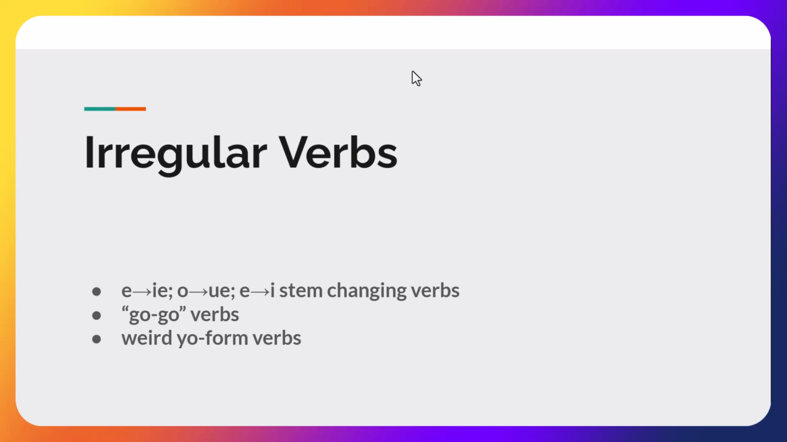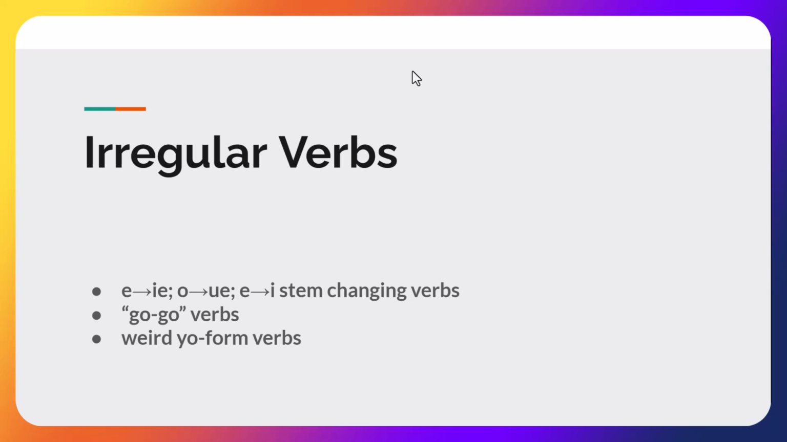In this unit, we're going to learn about irregular present tense verbs in Spanish. So if we're going to learn about irregular verbs, then I guess it would be good for us to go back and remind ourselves about what a regular verb is. Let's recall how the verb system works in Spanish.